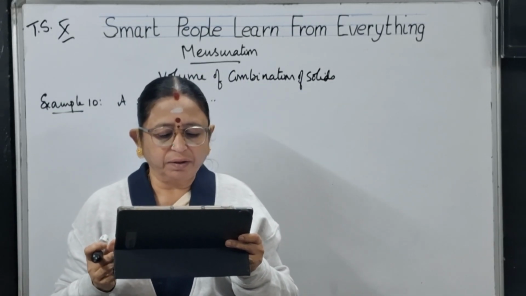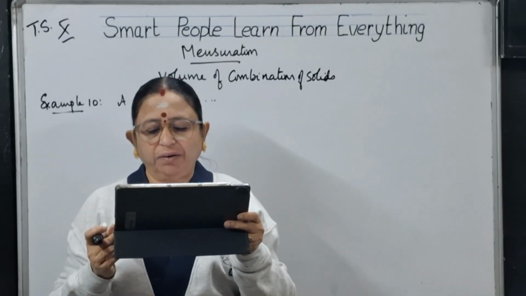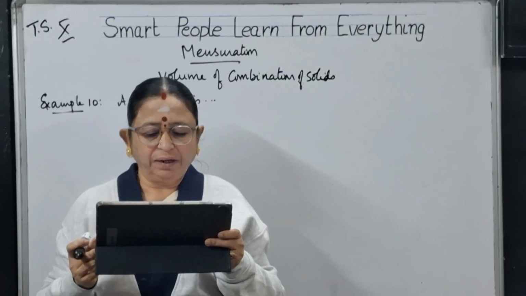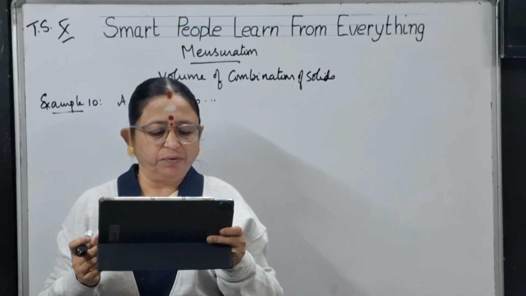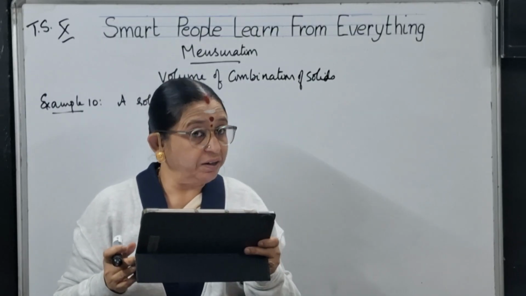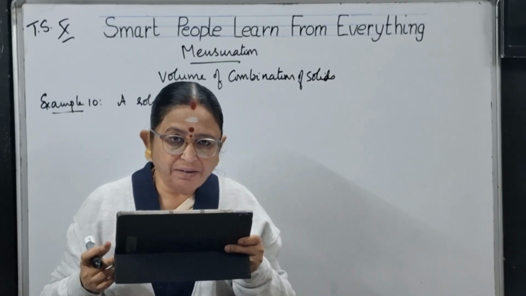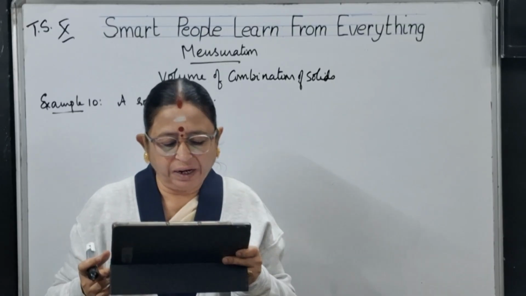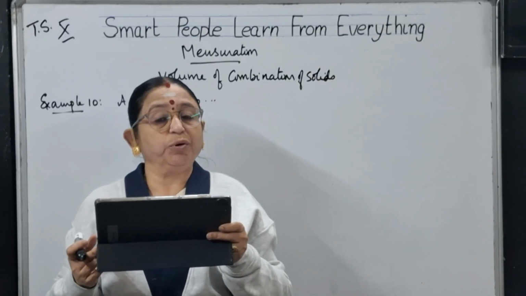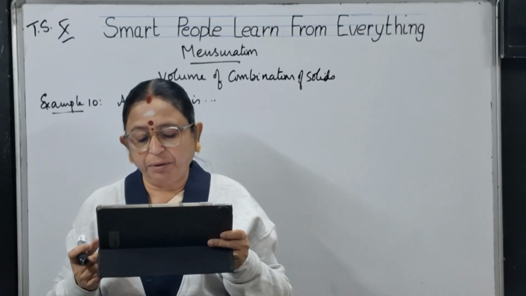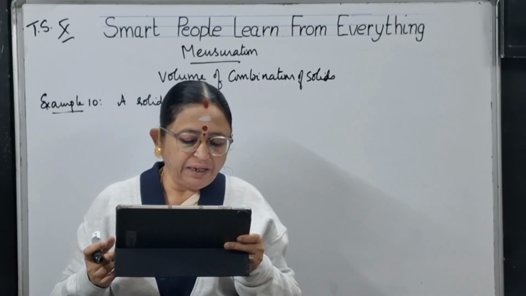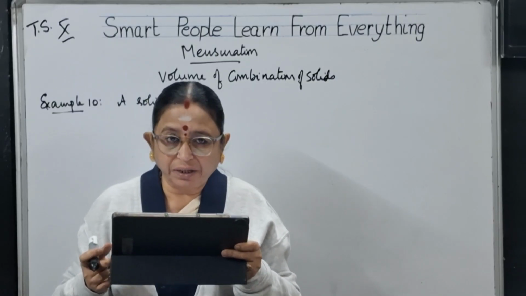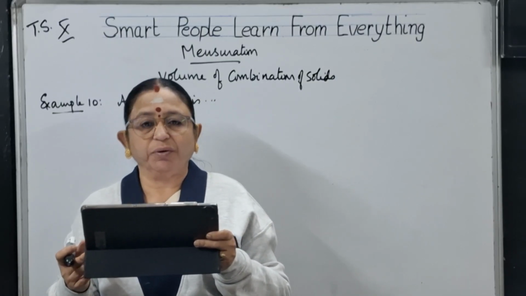A solid toy is in the form of a right circular cylinder with hemispherical shape at one end and a cone at another end. The cylinder is having a cone at one end and hemispherical base at another end. Their common diameter, all three having the same diameter, is 4.2 centimeters, and the heights of the cylindrical and conical portions are 12 centimeters and 7 centimeters respectively. Find the volume of the toy.